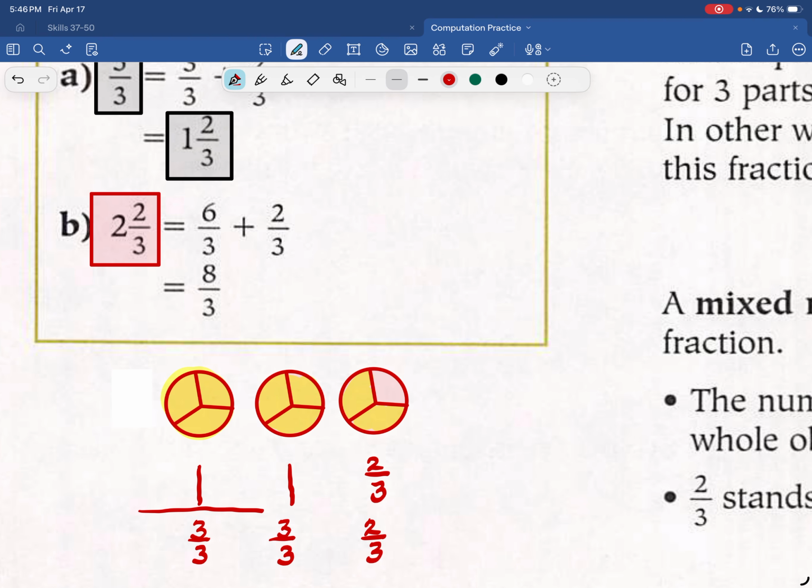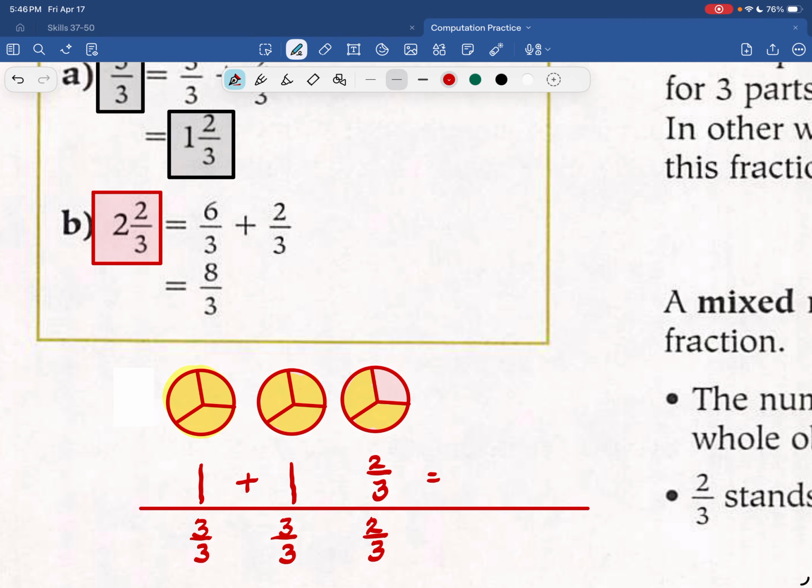Let me draw a line so that breaks up your eye just a little bit. On the top, we could say that that equals 1 plus 1 plus 2/3. That's 2 whole numbers and 2/3. Here, we could say that we have 3/3 plus 3/3. That's 6/3. Plus 2 more is 8/3. This is the mixed number. This is the improper fraction.